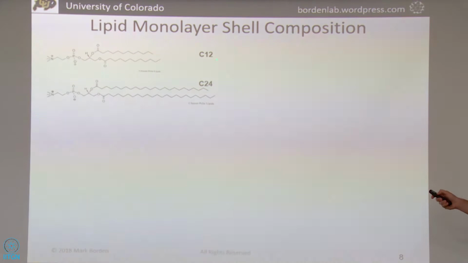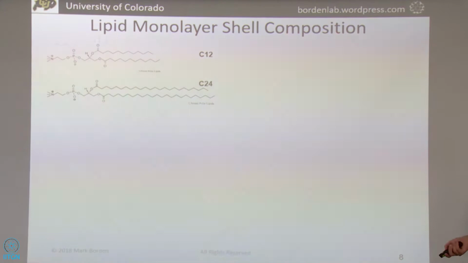And you can vary them. You can actually purchase these between C12, that's 12 carbons long, and C24, or 24 carbons long. And it's surprising, it seems like that's only 12 carbons of difference, but that gives you a lot of room to work with. Think about the analogy of these to just hydrocarbons.